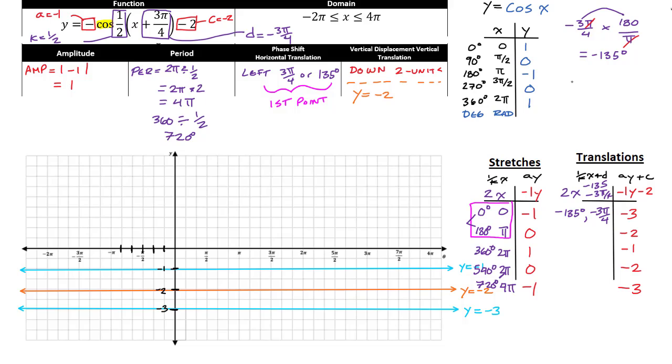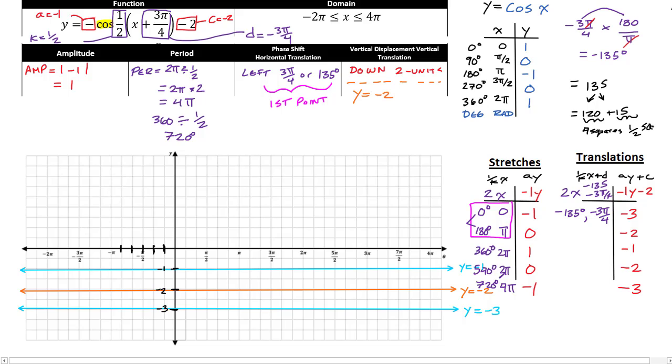But let's think here. Couldn't I just break 135 up into 120 plus 15? We're counting by 30s: 30, 60, 90, 120. So that's 4 squares, based on the scale I'm using. And 15 is just half a square. So we're just going to go back 4.5 squares. When you're doing these quarter measurements, like 3 pi over 4 or whatever over 4, that's when you're going to land on the half.